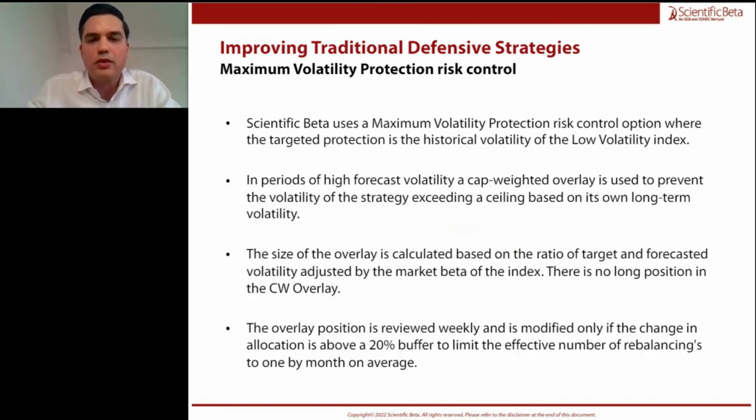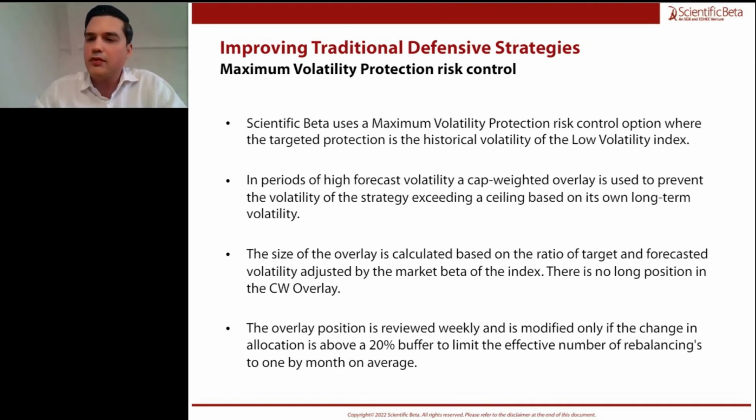And a few words more on this risk control. The way it operates, it's trying to protect the underlying low volatility portfolio at the level of its historical volatility. If a forecast about the upcoming volatility turns out to be higher than the historical volatility of the low volatility index, then the risk control is activated and is giving you a short allocation to a cap-weighted overlay to reduce exposure and manage volatility peaks.